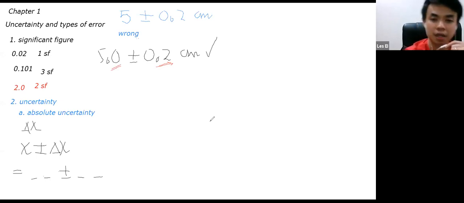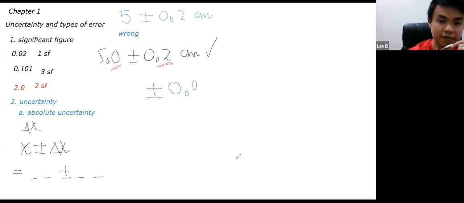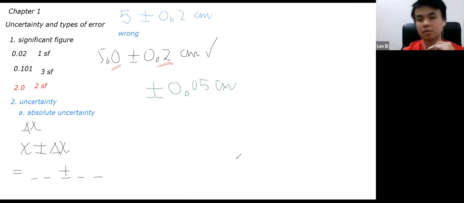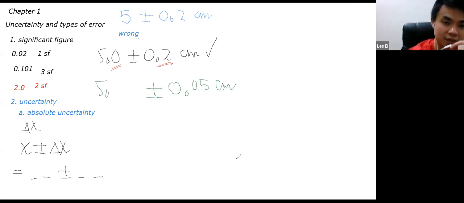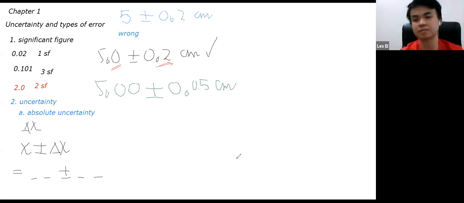Okay. Then, for example, probably the device that you are using has an absolute uncertainty of 0.05 centimeter, for instance. Then you have to write it as 5.00. Do you understand here? This is the right one.